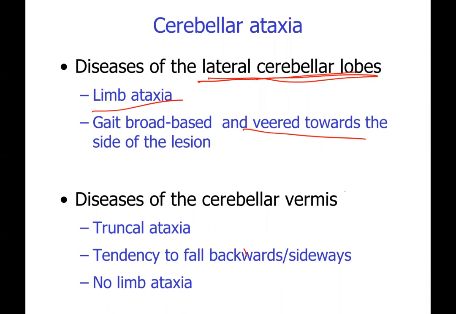When there is a lesion in the central cerebellum, that is the vermis area, you get truncal ataxia. So when a person is asked to stand straight or sit straight in a chair, they tend to fall backwards or sideways because the truncal muscles in the trunk cannot coordinate. Okay, but in these people you don't have limb ataxia.